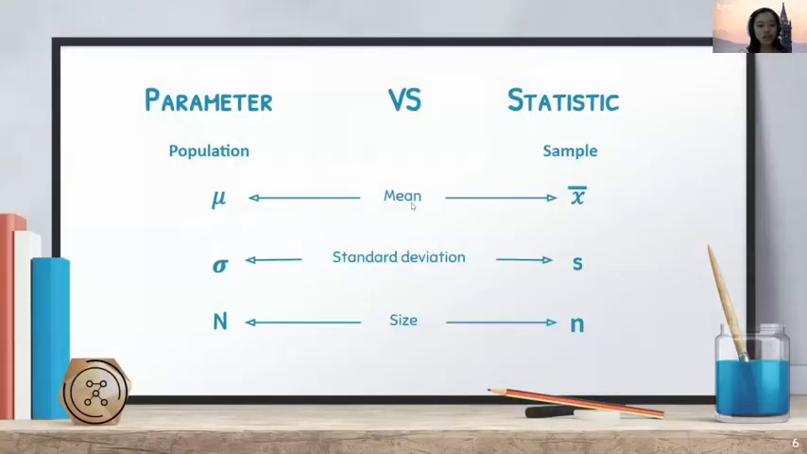Now here's just the difference in notations between the parameter and statistic. For example, for the mean, we would use mu to describe the population mean, and x bar to describe the sample mean. For standard deviation, we would use sigma to describe the population standard deviation, and small s to describe the sample standard deviation. And for the size, we would use big N to describe the population size, and small n to describe the sample size.